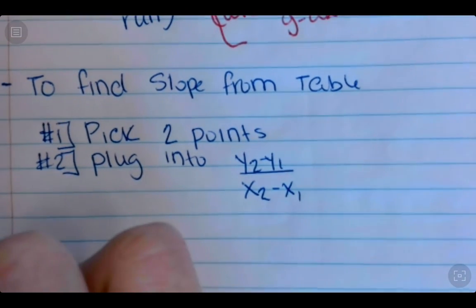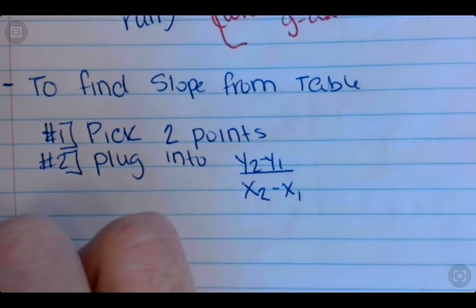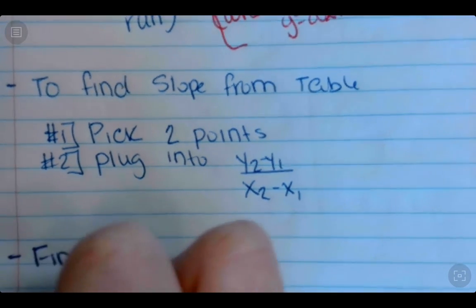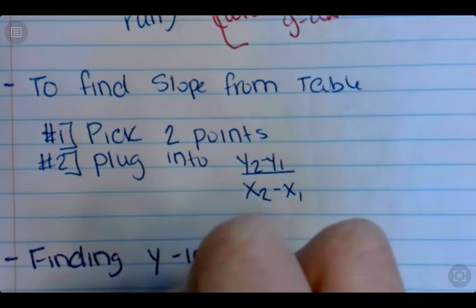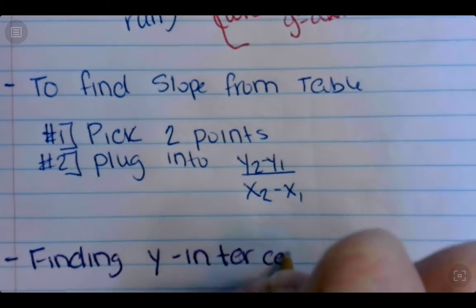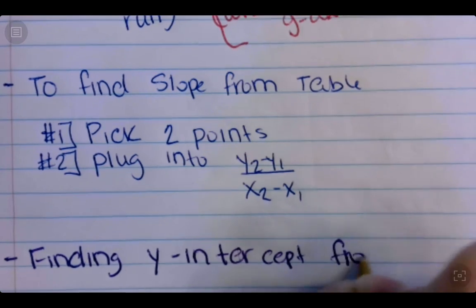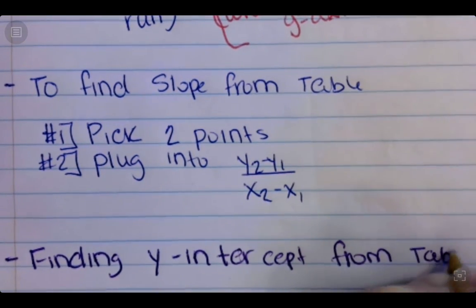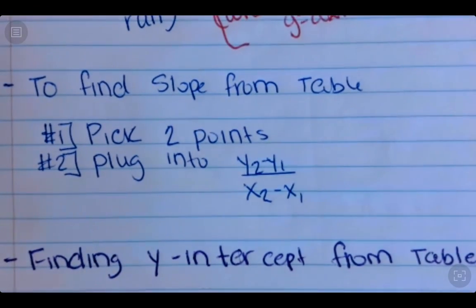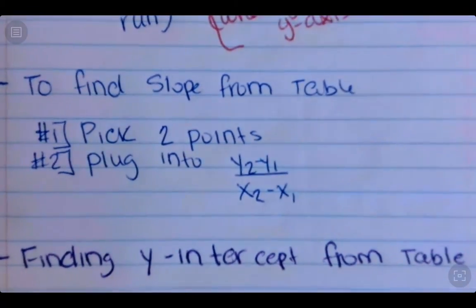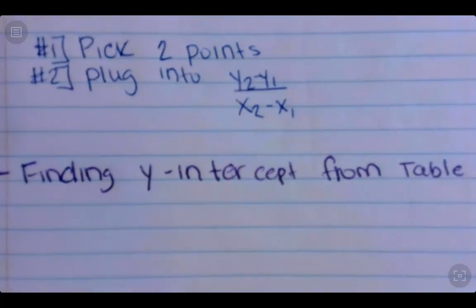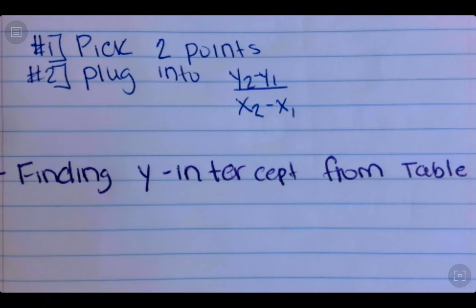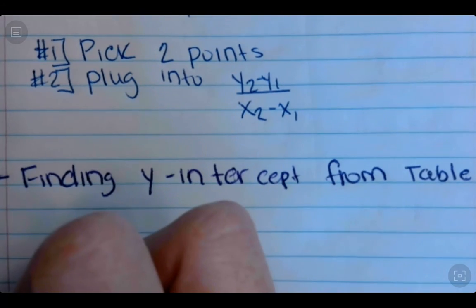Now, the other part is finding the y-intercept from a table. Part 2 is finding the y-intercept from a table. So this one's going to be a little bit easier. It's not going to require you to do any math. You just have to remember this really important thing.